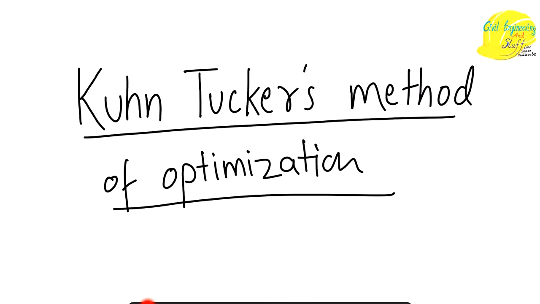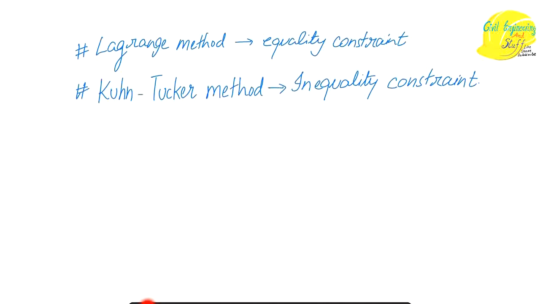Hello everyone. In today's lecture, we are going to discuss Kuhn-Tucker's method of optimization of multivariable functions. In the previous lecture, we discussed Lagrange's method, which was used to optimize multivariable functions that have equality constraints. So Lagrange's method is used when we have equality constraints, while Kuhn-Tucker's method is used when the constraints in the multivariable function are of inequality type.